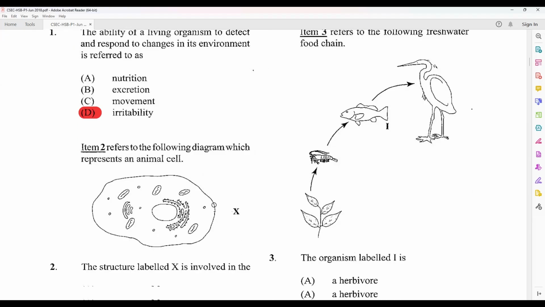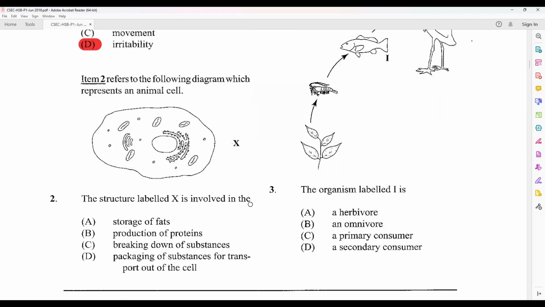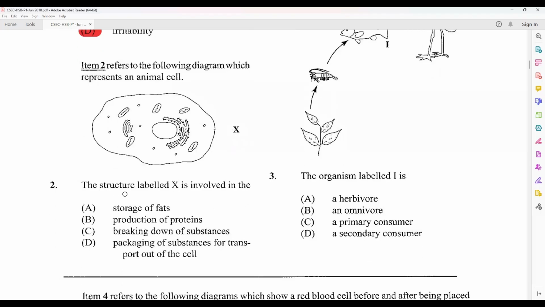Item 2 refers to the following diagram, which represents an animal cell. The structure labeled X is involved in. Now, the structure that they are going to show you, the line is supposed to be running here. You just can't see it, and stopping up to about here. So if we highlight, this is where you were pointing to, and that is the rough endoplasmic reticulum, which is responsible for proteins. So B would be the answer.